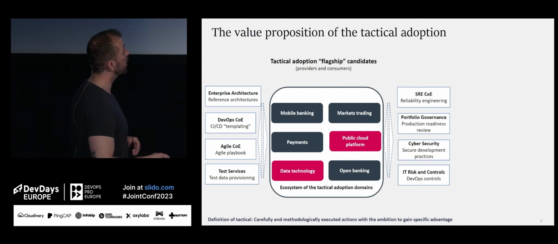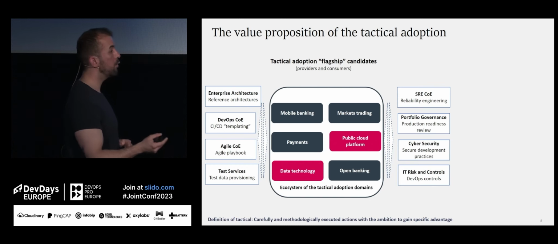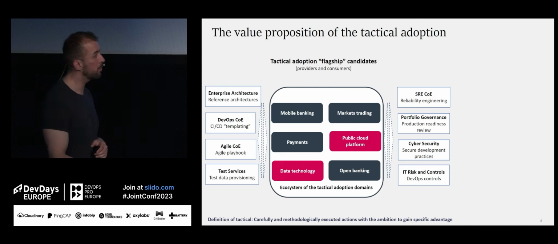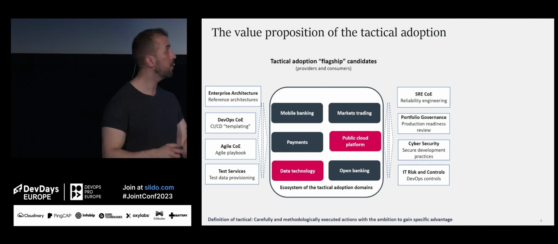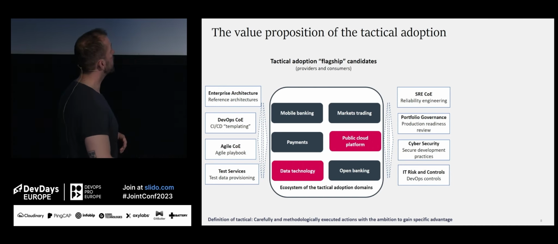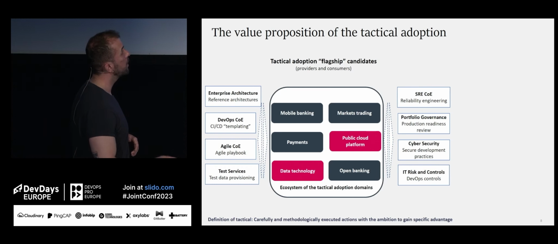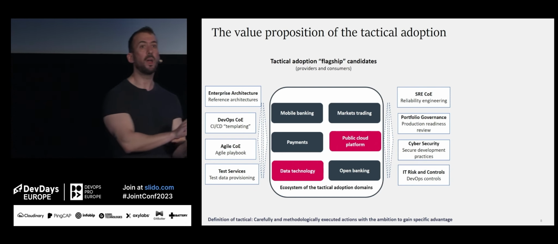The Agile COE is going to help us with the Agile playbook. So if we adopt SAFe or the Spotify model or any value streams that you can come up with, they're going to help you with it. Test data provisioning from the test data services, and so on. So it is important to create that ecosystem that is going to be detached a little bit from the reality.